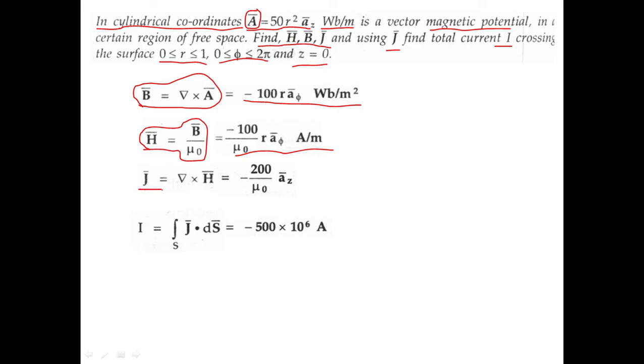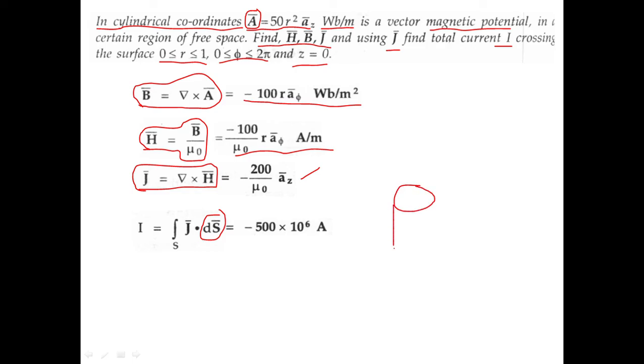Now how to find J vector? We have this from Ampere's law. So J vector is equal to curl of H vector, again in cylindrical coordinate system. So you'll get minus 200 by mu naught Az cap, right? Now next you have to find I. I is equal to the closed integral over S of J vector dot ds vector. J vector has Az. So what will be ds vector for the cylindrical coordinate system, where Az is a unit vector? It will be the top surface, right?